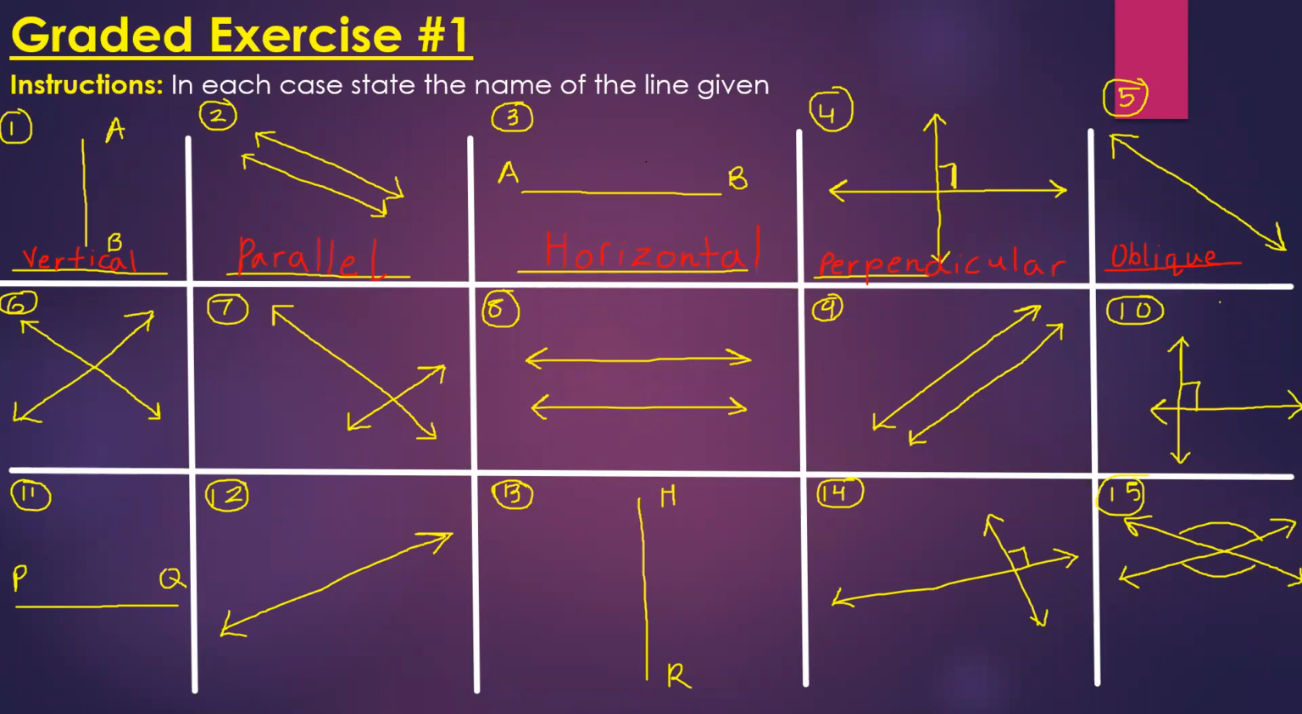All right. Erica, what do you have for number 6? Say it again. I could barely hear you. You said number 6? Intersection. That's correct. Intersection. Anyone else have intersecting for number 6? Yes, sir. Very good. Intersecting.